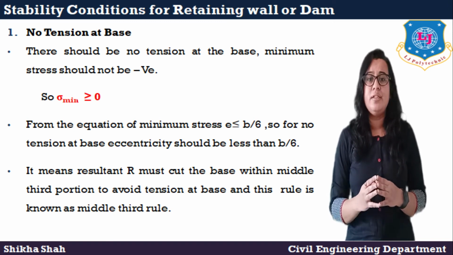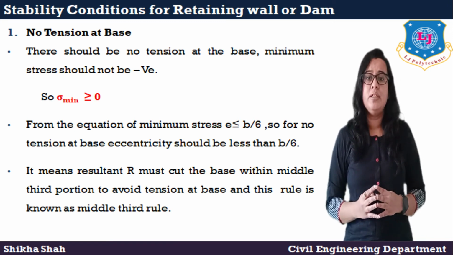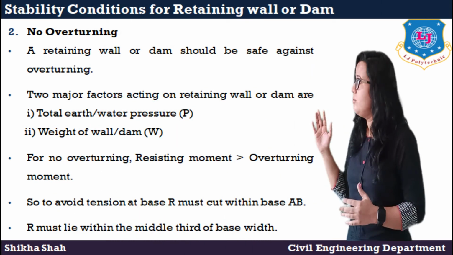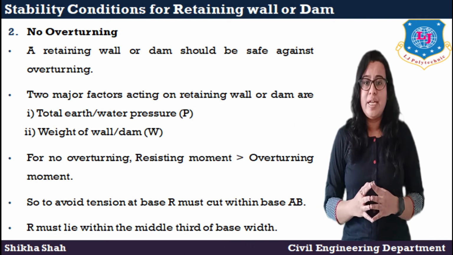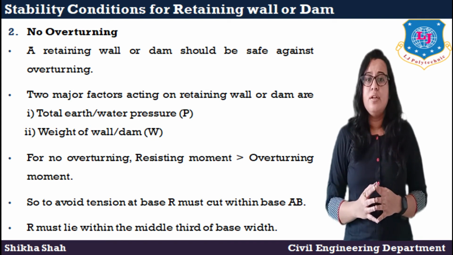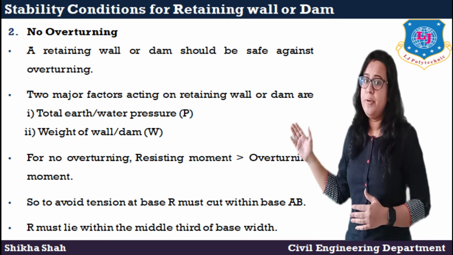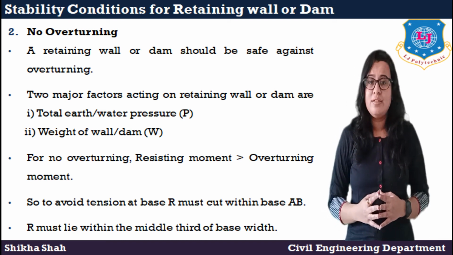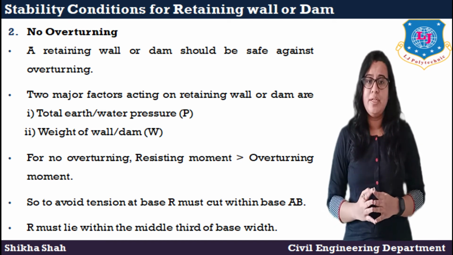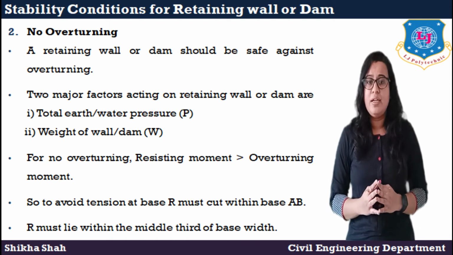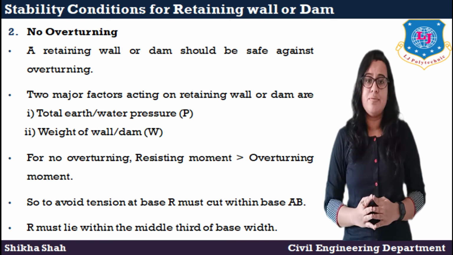It means the resultant R must cut the base within the middle third portion to avoid tension at base, and this rule is also known as middle third rule. The second condition is no overturning. A retaining wall or dam should be safe against overturning. 2 major forces are acting. First is the earth pressure capital P, and next is the weight of wall or dam. For no overturning, the resisting moment should be greater than overturning moment. So, to avoid tension at base, R must cut within the base AB and R must lie within the middle third of the base width.